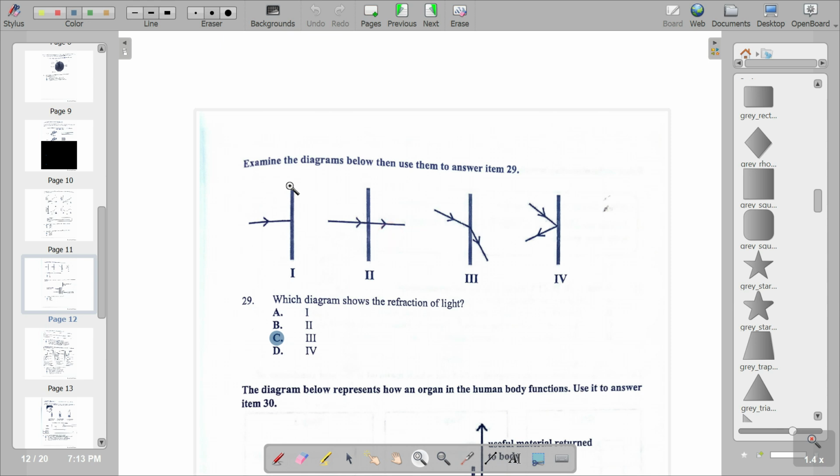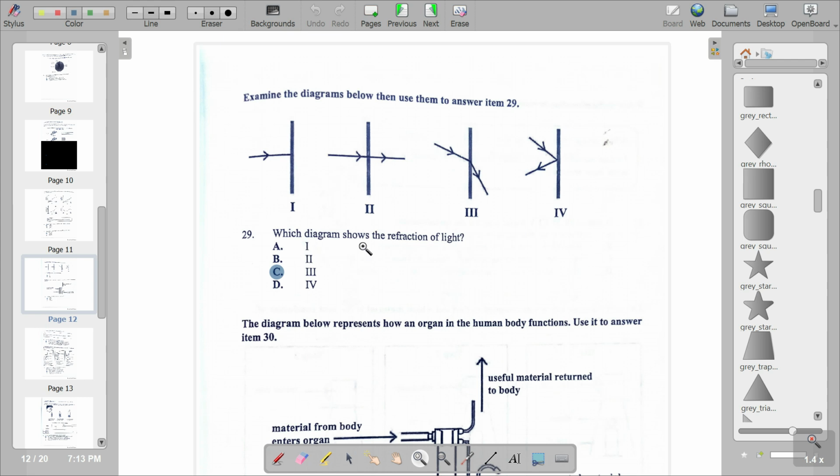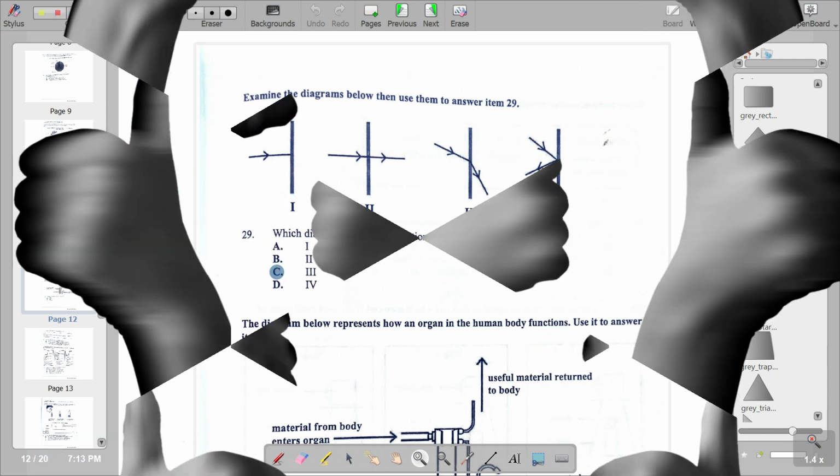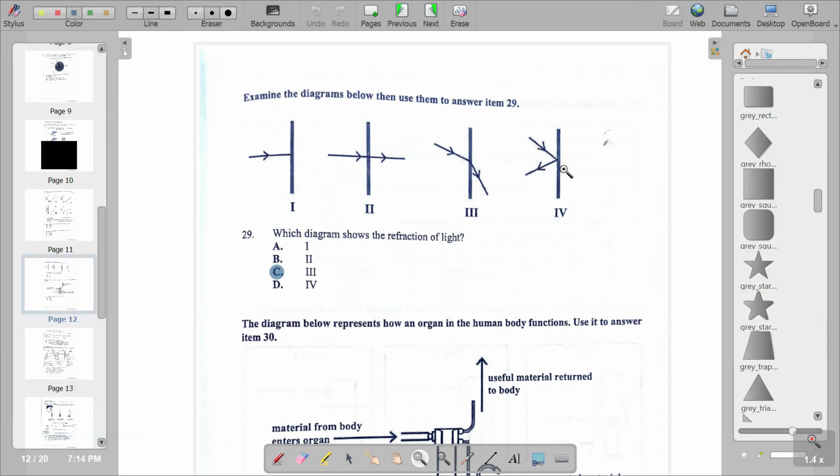Let's get this bigger for you. Examine the diagrams below, then use them to answer item 29. Which diagram shows the refraction of light? I chose 3. This one shows that the light can't go through the surface. This one goes through the surface, but continues in a straight line, which is not a refraction. This one goes through, but then it bends, which is a refraction. And this one is a bouncing off, maybe a mirror or something. So I chose C for diagram 3.